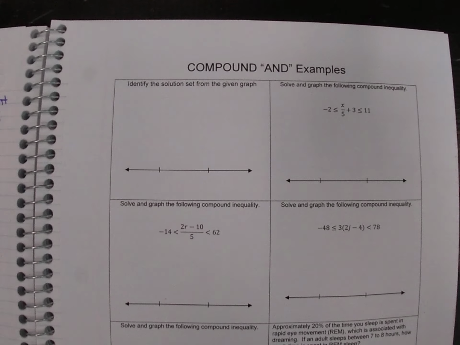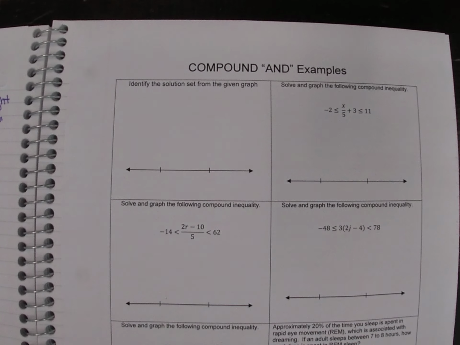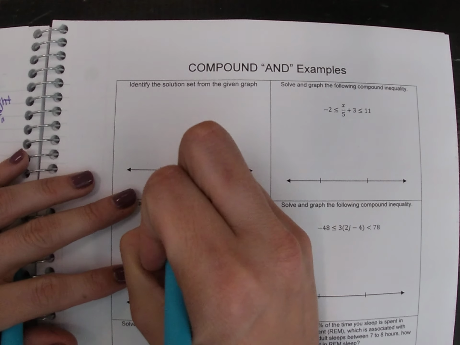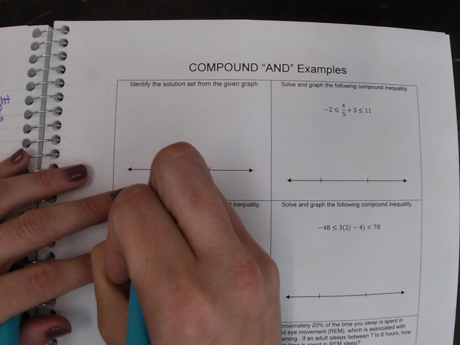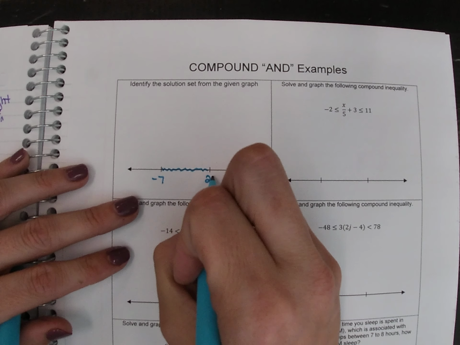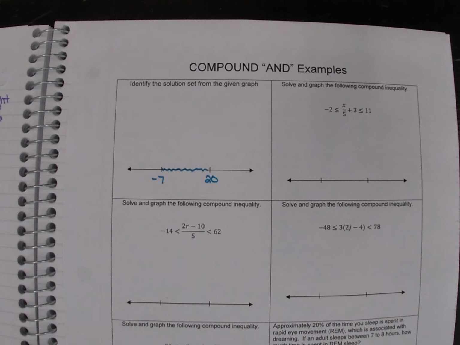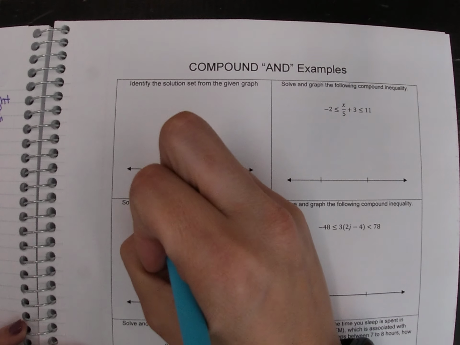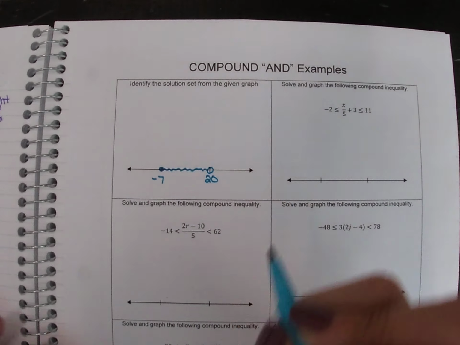Okay, so similar to yesterday, some of these you're going to do on your own, but I will go through and look at some of these. So the first one, if we want to identify the solution from the given graph, yours is going to have a graph printed on it. My apologies that this one does not. But yours is going to have a graph that has this shaded in the middle, and we have a -7, and we have a 20. We're going to have a solid circle over here, and an open circle over here.